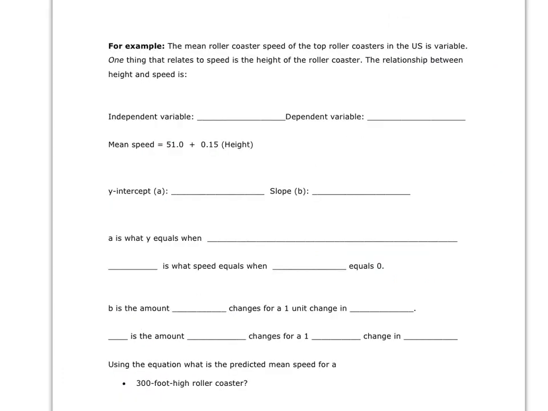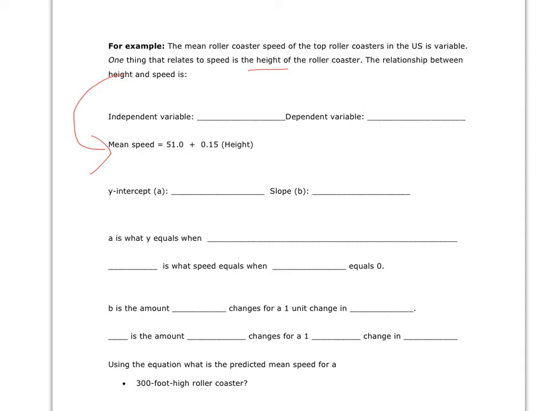Okay, so here's an example. The mean roller coaster speed of the top roller coasters in the US is a variable, all right? It changes, and one of the things that relates to that speed is the height of the roller coaster. So there is a relationship between height and speed, and it's written down here: the mean speed is equal to 51 miles per hour plus 0.15 times whatever the height of the roller coaster is.